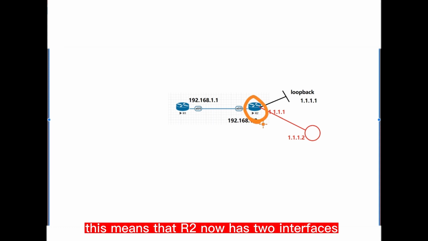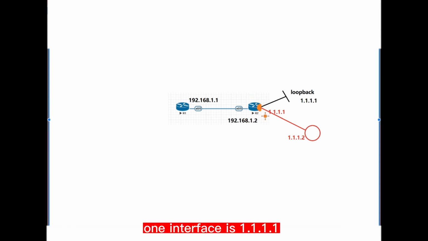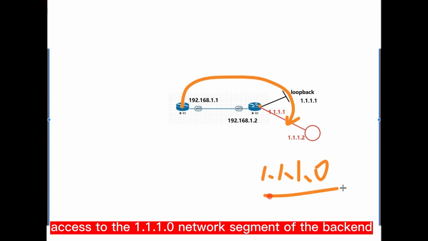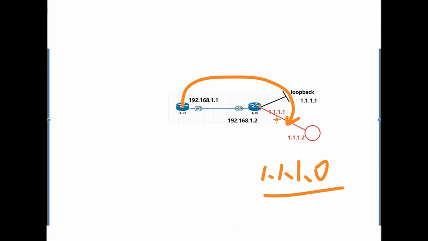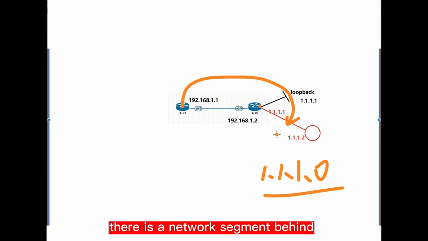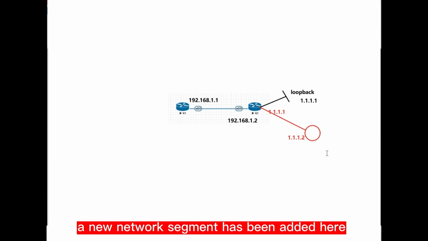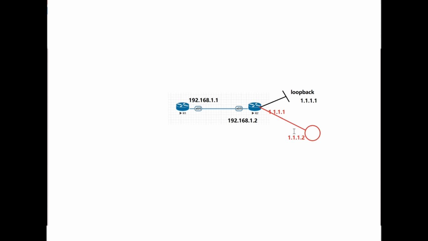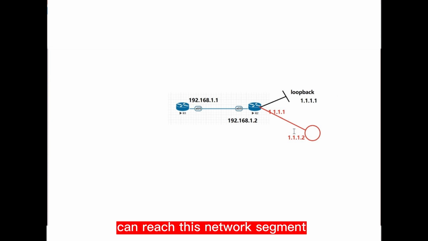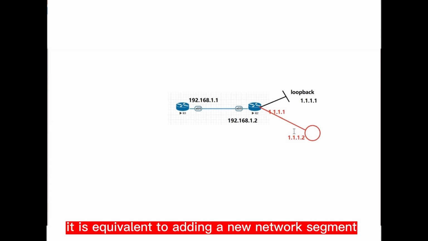This means that R2 now has two interfaces. One interface is 1.1.1.1. One interface is 192.168.1.2. Then it is equivalent to being able to access, from R1, the 1.1.1.0 network segment at the back. I want to simulate that there is a network segment behind, whether it's a PC or a device. In short, a new network segment has been added here, and I hope that the simulation can reach this network segment. It is equivalent to adding a new network segment.